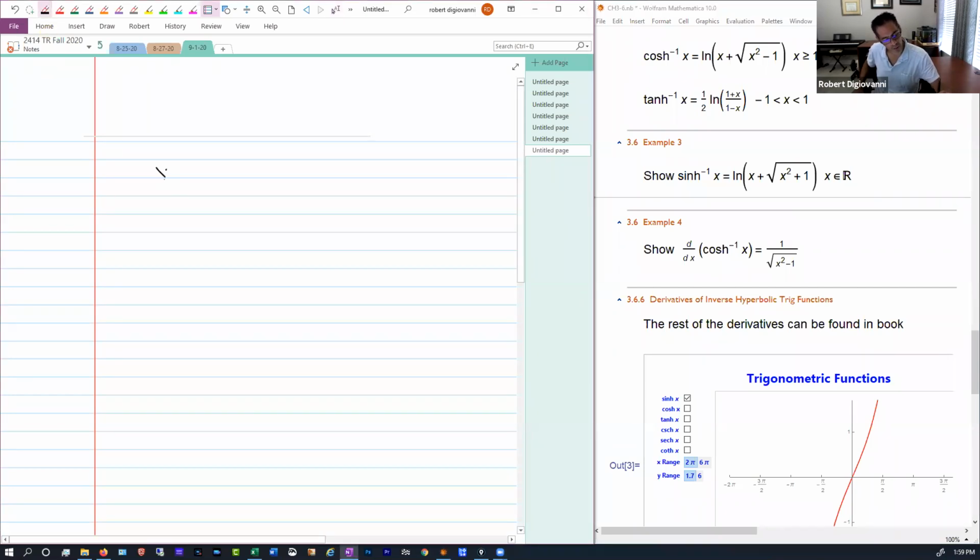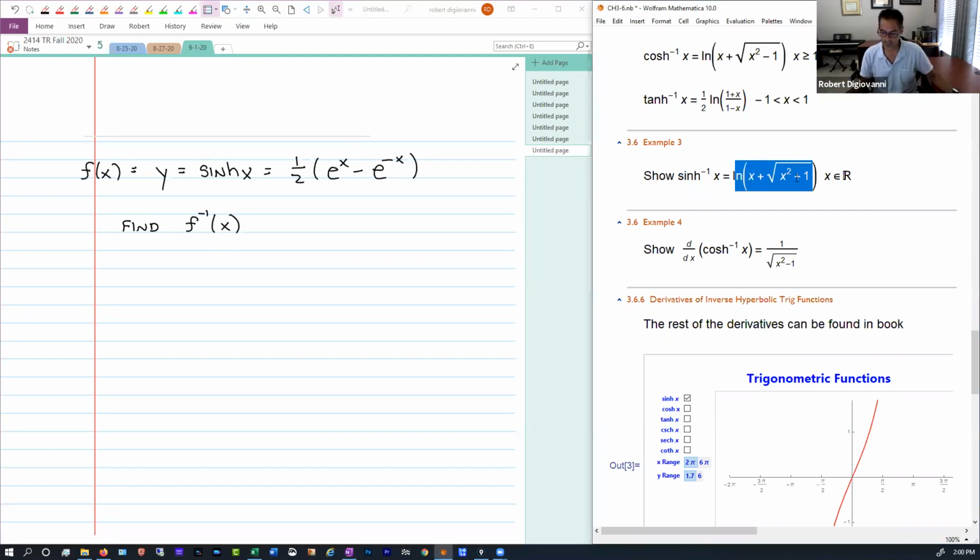We know right now that y equals sine hyperbolic of x is equal to 1/2 times e to the x minus e to the negative x, right? We could actually call this a function, f of x, if we wanted to. What I'm asking you to do is find the inverse function of that. And your answer should be this. That's what it should be. But how are you going to show that? How are you going to prove that that's true? That's what I'd like for you to do in groups.